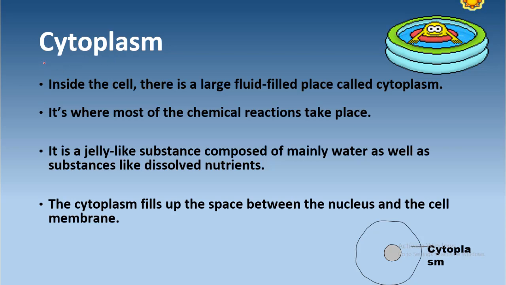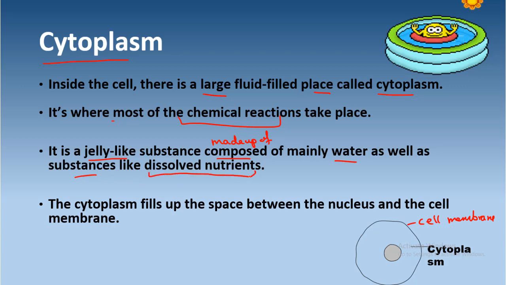Another organelle we have is cytoplasm. This is a large fluid-filled place called cytoplasm. It's where most of the chemical reactions take place. So if this is the cell membrane, then inside the cell membrane we have cytoplasm. It is a jelly-like substance that is composed, composed means made up of, mainly of water as well as substances like dissolved nutrients. The cytoplasm fills up the space between the nucleus and cell membrane.